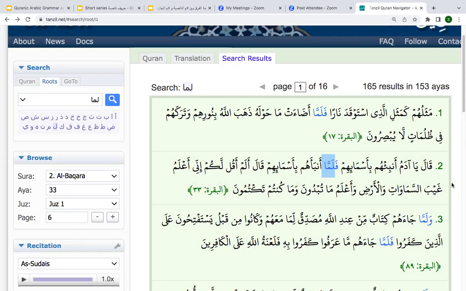Again, this is zarf. Yes, it is going to be zarf every time. It is ghair jazima. It belongs to that category of adwatu shart that don't make anything after them madzoom. Yes, it is zarf too, because it has to do with time.